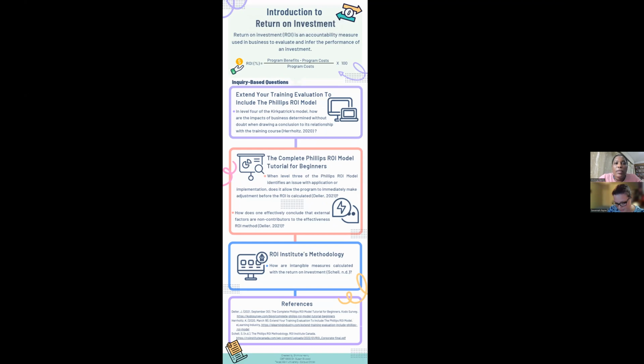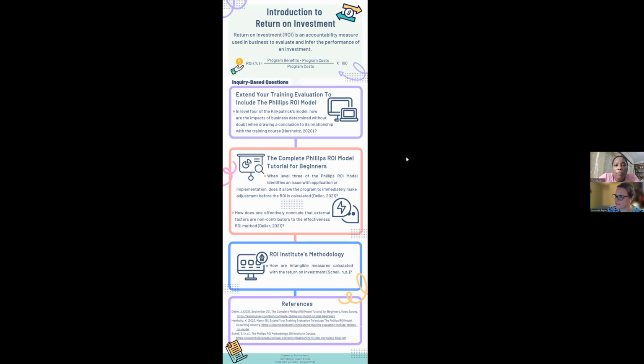Return on investment is an accountability measure used in business to evaluate and infer the performance of an investment. It uses the following calculation: ROI equals the program benefits minus the program cost, divided by the program cost, times 100, which gives a percentage. I read 3 articles, and from the articles, I came up with inquiry-based questions.